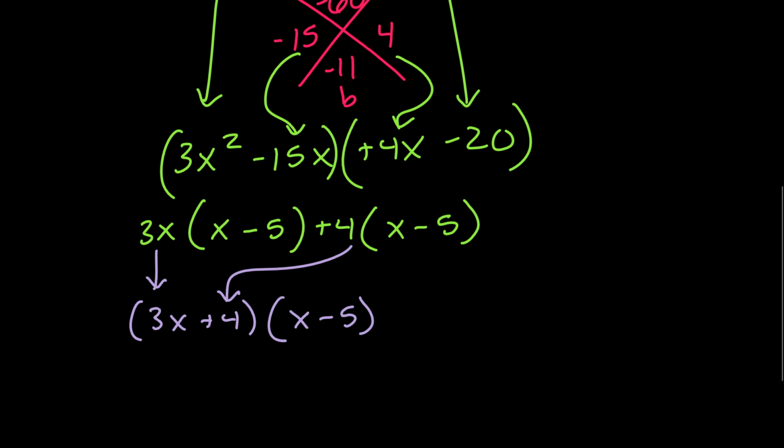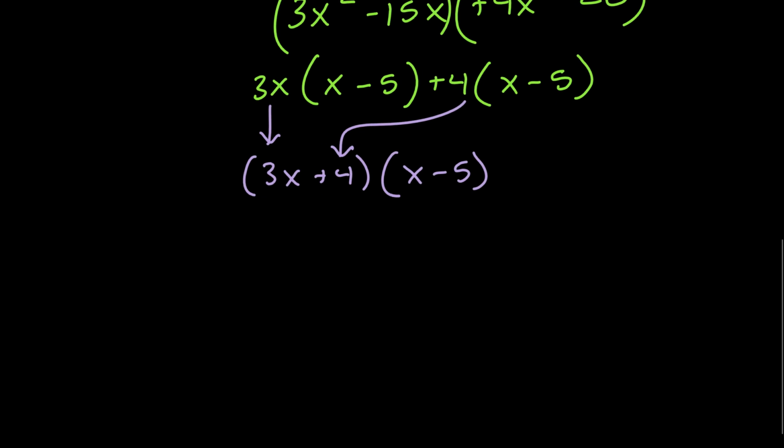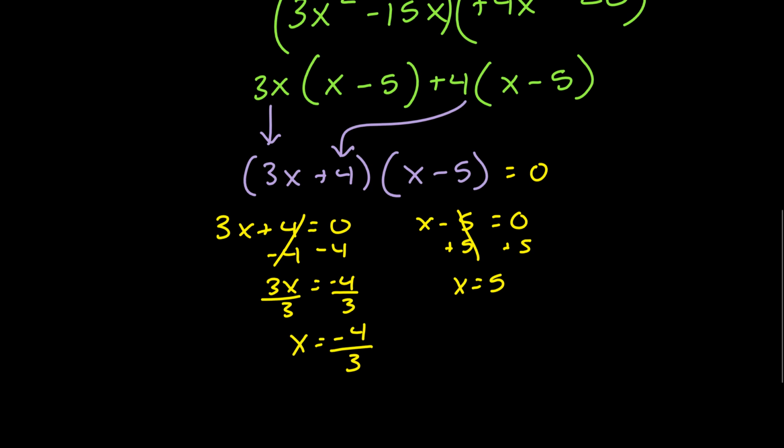Am I done? No. Yes, if this had asked you to factor this, you would be done, but it didn't. It said find the solutions. So what do you now need to do? You set them equal to 0. So 3x plus 4 is 0, and x minus 5 is 0. This right one is easy. We just add 5 over, and x is 5. This one over here, we have to subtract 4 and then do what? Divide by 3. So x is negative 4/3. Am I done here?